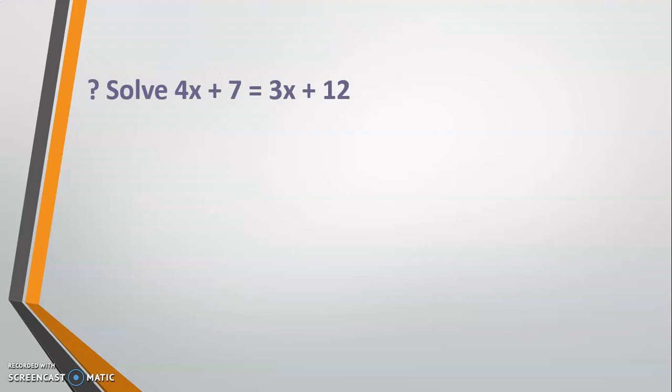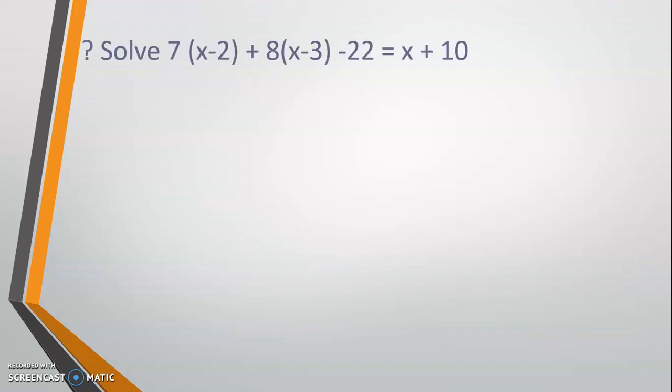Now we check the next question, that is solve 4x plus 7 equals 3x plus 12. To solve this, take the x part to LHS, coefficients to one side and constants to the other side. That is 4x minus 3x equals 12 minus 7. 4x minus 3x is x and 12 minus 7 is 5. So the answer is x equals 5.